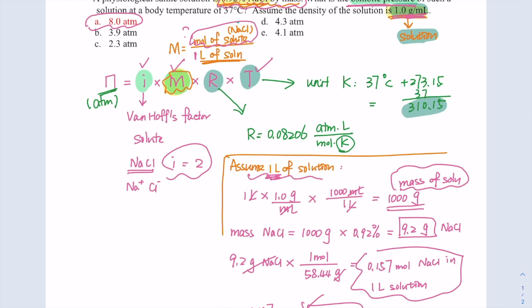Of course, once you plug all the values in, you should be able to cancel the units. That's Kelvin. Molarity is mole per liter, and that cancels out. At the end you only get atm, which is the unit we're looking for. So this is how you do this question, and hopefully it's helpful.